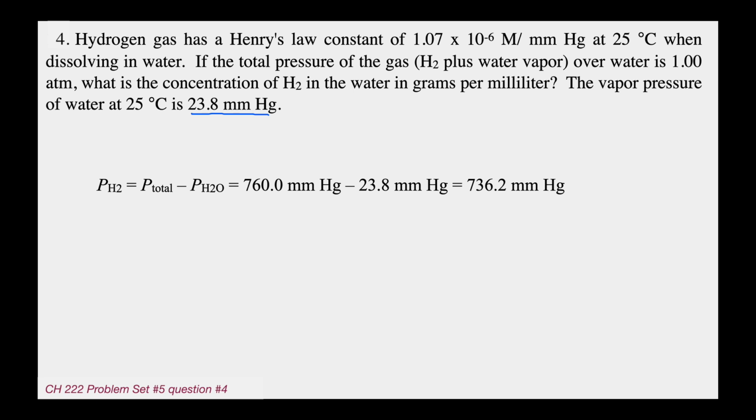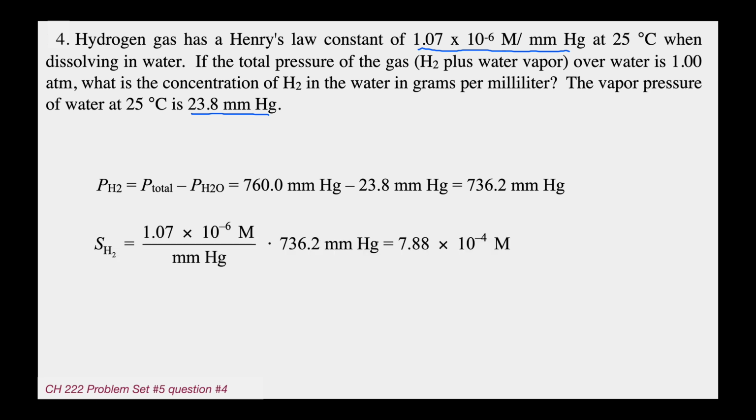Now, once you have this number, you can see this weird Henry's law constant. It's molar per millimeter of mercury. If we multiply 736.2 by that 1.07 times 10 to the minus 6, the millimeters of mercury are going to cancel out, and you're going to be left with molarity. And that is a type of concentration. So the 7.88 times 10 to the minus 4 says you're going to have that many moles of H2 dissolved per liter. And that's kind of a cool thing unto itself.